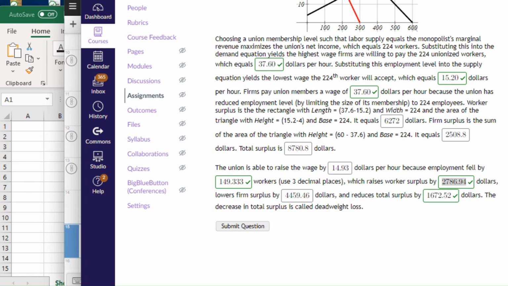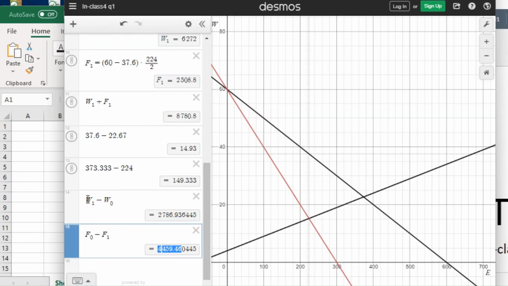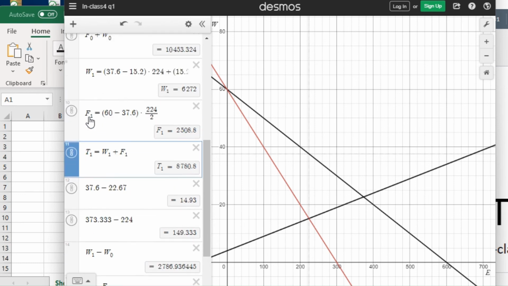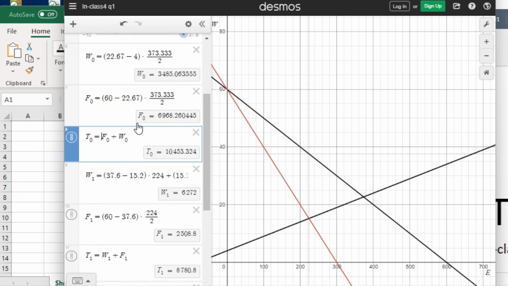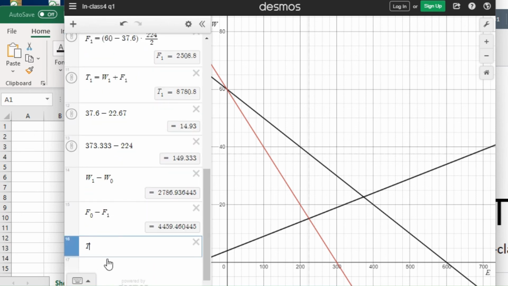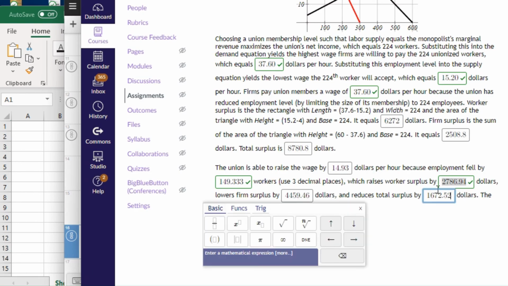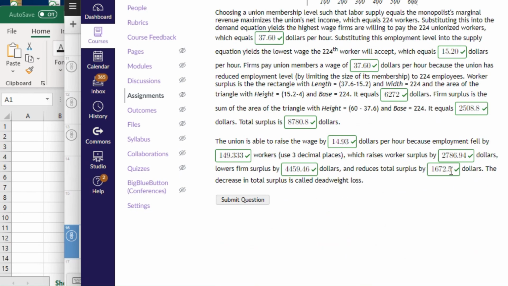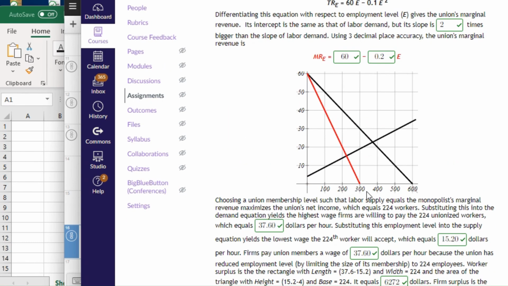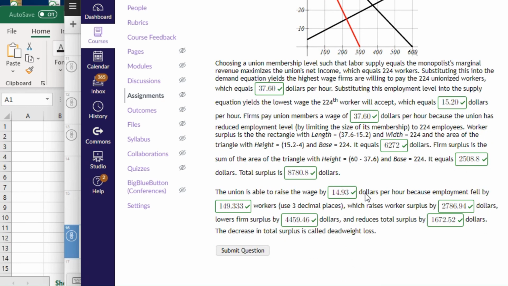And then total surplus. I could go back up here and I can call this total surplus, right? And I can go back up here and call this total surplus. Okay, and then I can subtract T0 and T1. And so total surplus, this is the deadweight loss. Total surplus falls, right? Okay, so that's a labor union question, right? So this question is actually sparking an idea for an article that I might write up here over the weekend.